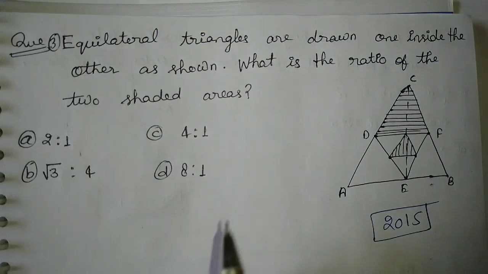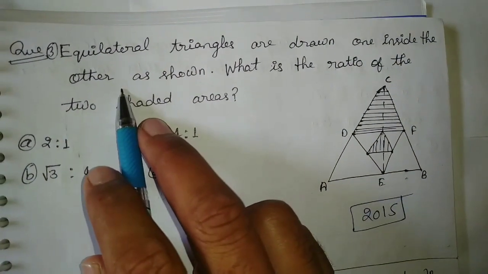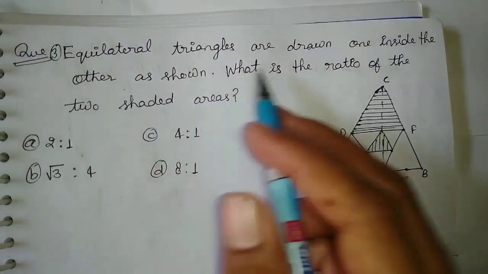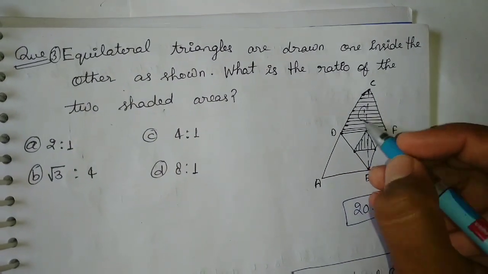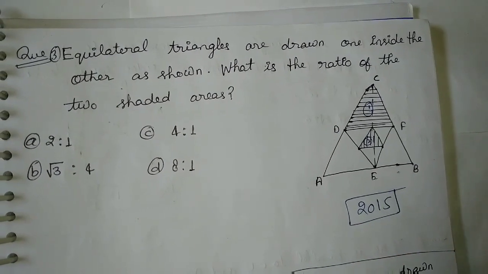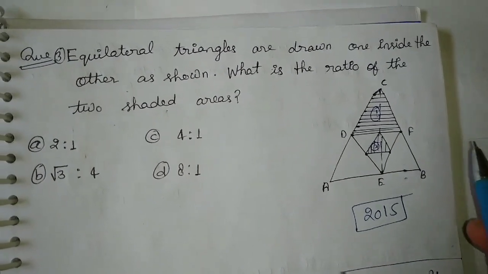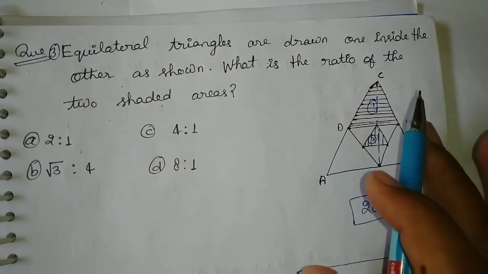Now come to the next question. Equilateral triangles are drawn one inside the other as shown. What is the ratio of the two shaded areas? This is one shaded portion and this is the second shaded portion. This is a very simple and logical question. You have to just see and find out the ratio of these areas. You do not have to do any calculation in this question.